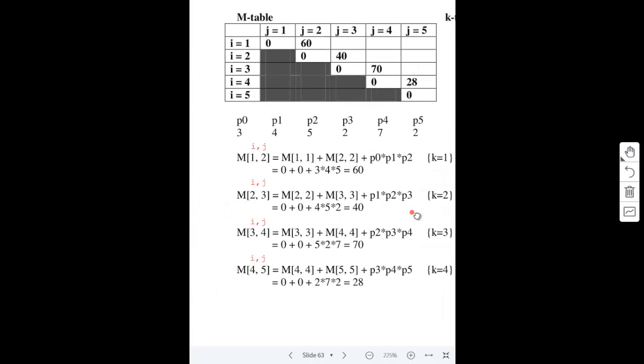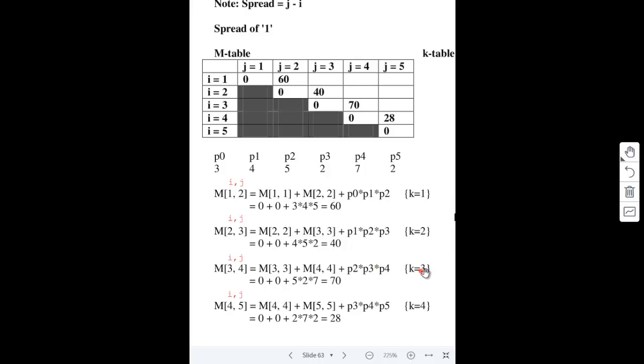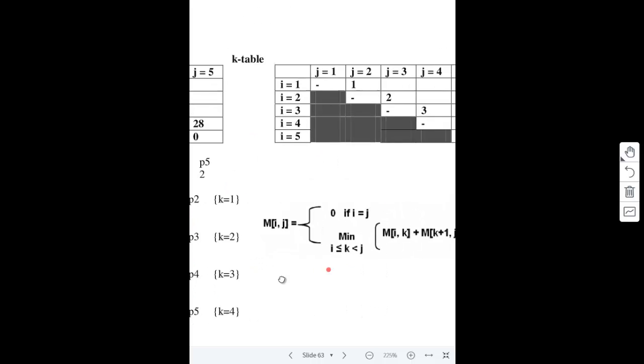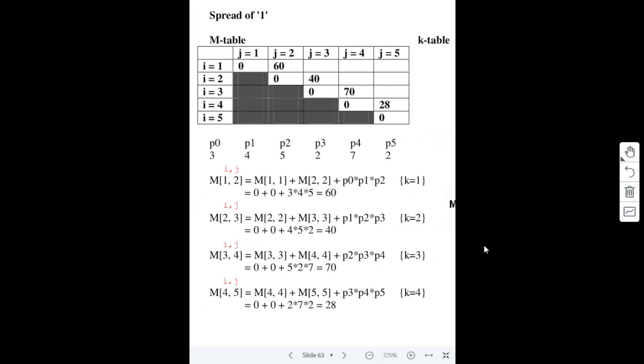Now similarly, if you want to find m of 3 comma 4, the only possible value of k is 3, because i is less than or equal to k less than j. So m of i comma k plus m of k plus 1 comma j plus p i minus 1 times p k times p j: 5 times 2 times 7 is 70. To get this 70, you used k as 3, so record that. Notice m of 3 comma 3 and m of 4 comma 4 are both zeros, since this is the i equals j case, coming from the diagonal. So when the spread is 1, meaning the difference between i and j is 1, you have only one possible value of k.